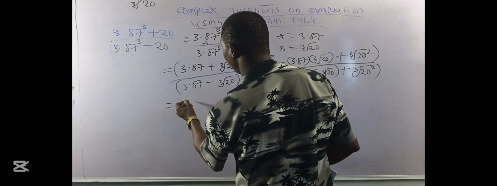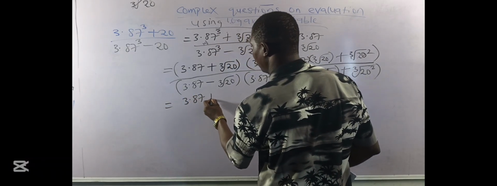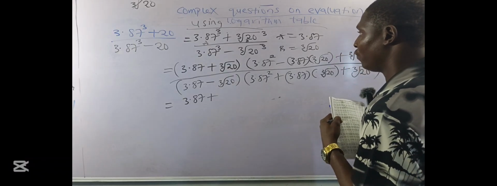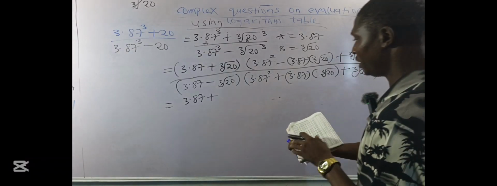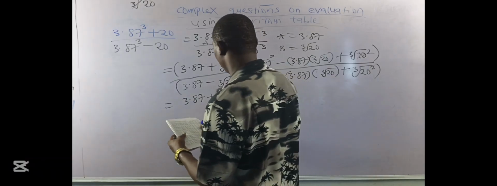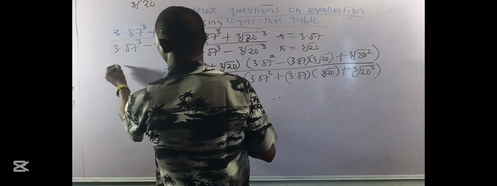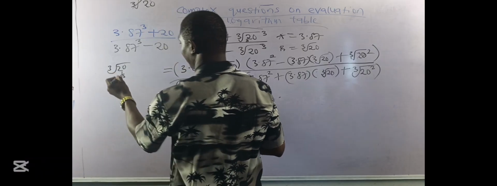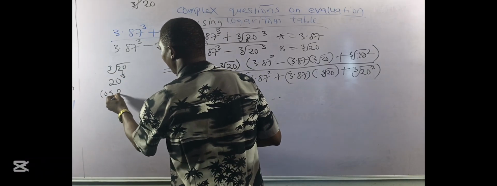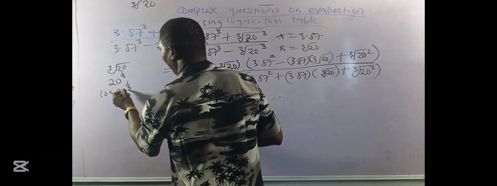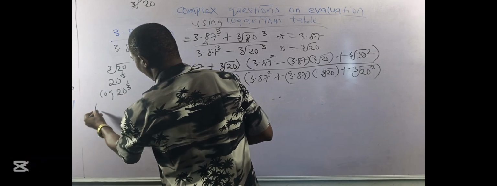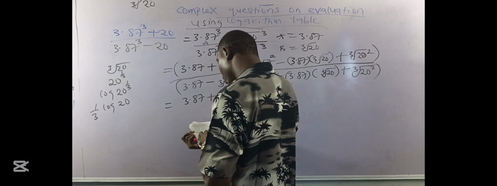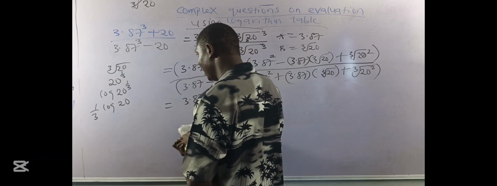Now I have 3.87. I'll put my plus sign. How do we find the third root of 20? Let's use our logarithm table to do that. The third root of 20 is written as 20 raised to power 1 over 3. So I can put log here: log of 20 to the power 1 over 3. I can bring my 1 over 3 to the front, so 1/3 of log 20. And log 20 should give me 3010.